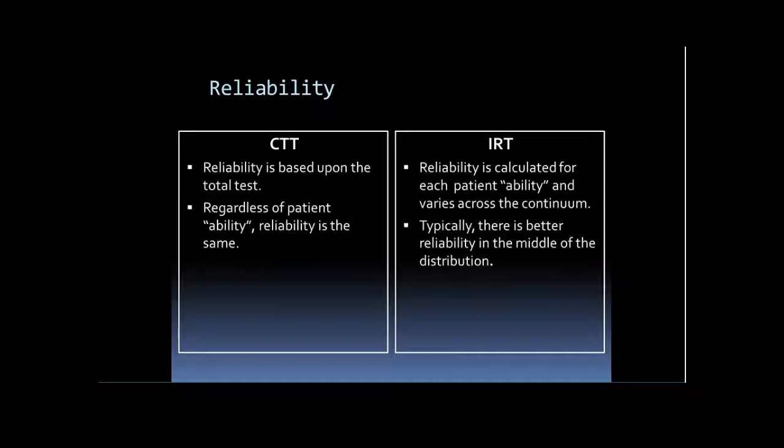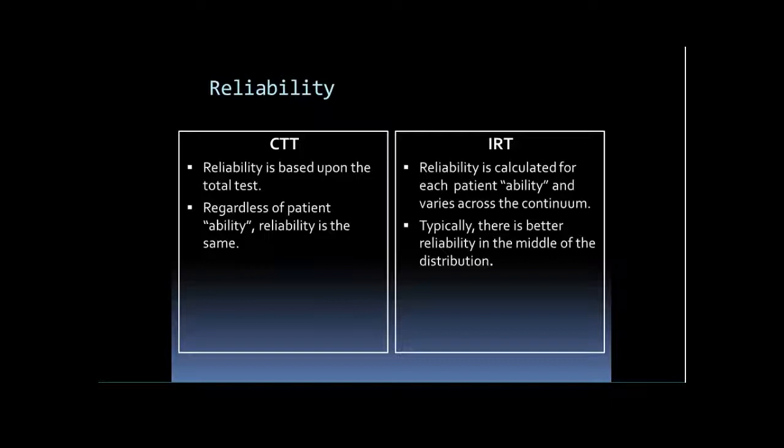So in classical test theory, CTT, reliability is based on the total test. We have a single number for reliability. If you look in the technical manual, you're going to get one number regardless of patient ability. We'll go into that in a second. In IRT, reliability is calculated for each ability, and it varies across the continuum. So if I have a 4th grade test, it's probably pretty reliable for 4th graders. It's a little less reliable down at 3rd grade or 5th grade. It's not reliable at all if I'm using that test to test college students. But guess what? In classical test theory, it doesn't differentiate. It has one reliability number.